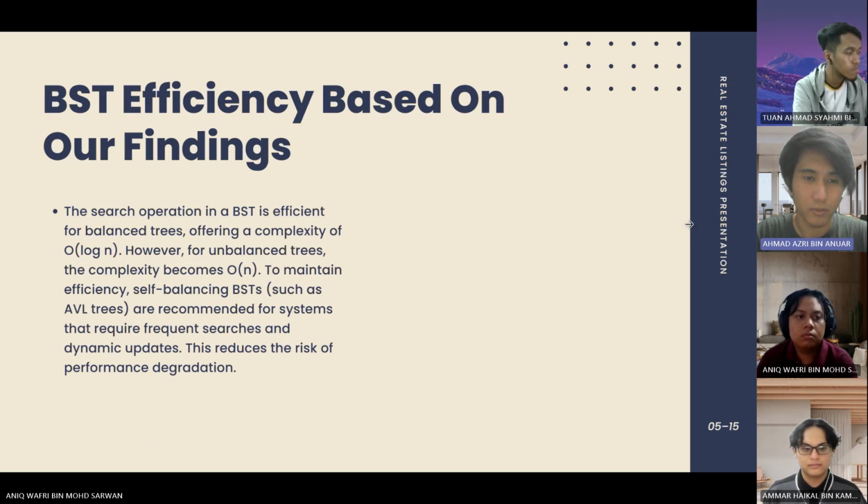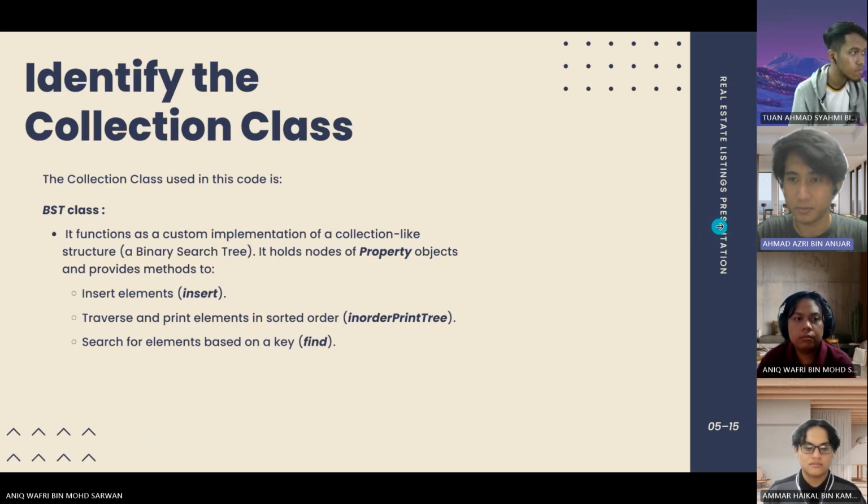So our conclusion on the efficiency: the search operation in a BST is efficient for balanced trees, offering a complexity of O(log n). However, for an unbalanced tree, the complexity becomes O(n), linear. So to maintain efficiency, self-balancing BSTs such as AVL are recommended for systems that require frequent searches and dynamic updates. This reduces the risk of performance degradation. That's all from me. I will pass to the next presenter.